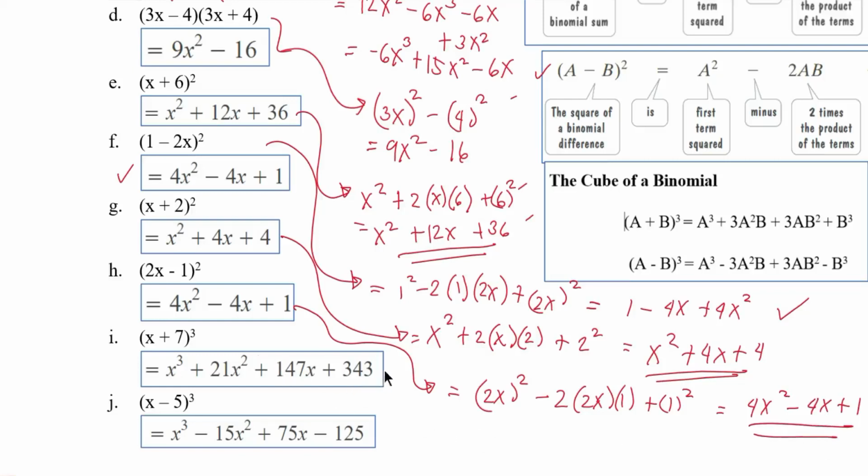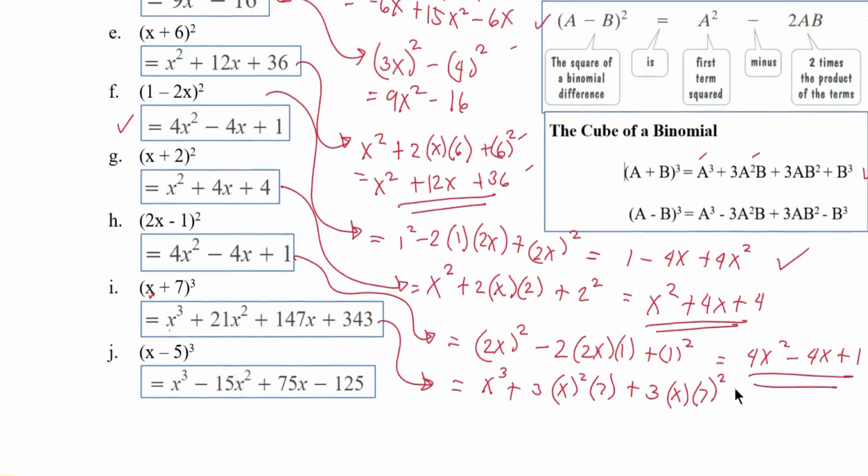Letter I, cube of binomial. So we are going to use this formula. We have first term cube. Your first term here is simply x, so therefore we have x cubed. Then the next term in our formula is plus 3 multiplied by the square of the first term, so that is x squared, multiplied by the second term, which is 7. Plus 3 again, and the first term is x and the square of the second term. Then lastly, the cube of the second term, so plus 7 cubed.